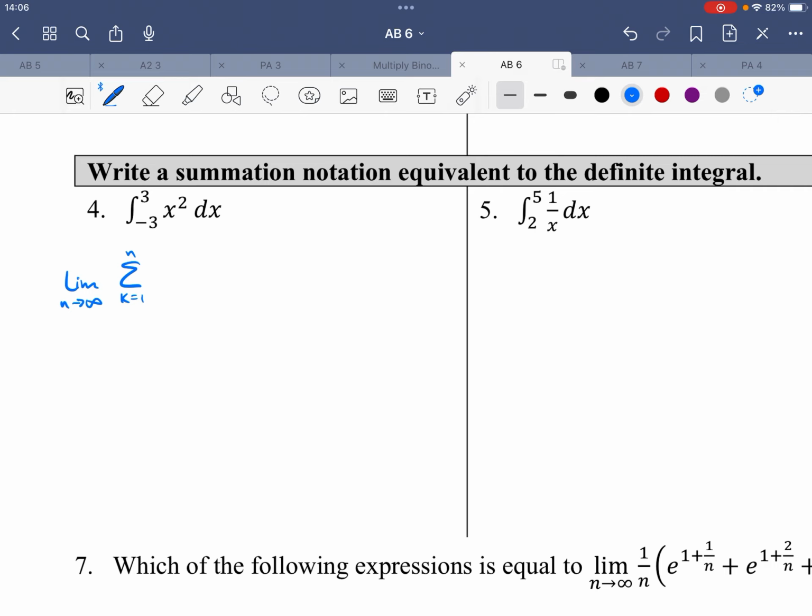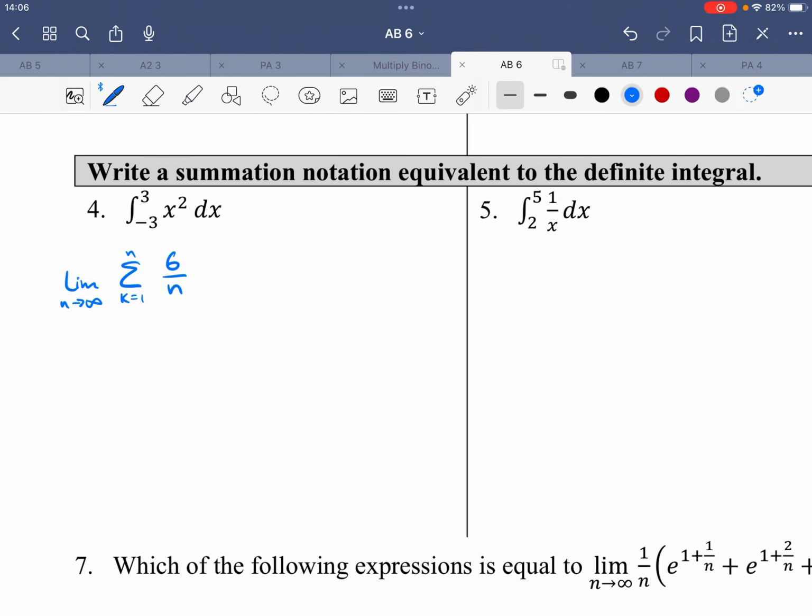And now the first thing that we need is b minus a, so the difference here. So that's going to be 6 over n, and in my mind, this is the width of each of those tiny rectangles. Each of these rectangles has a width of 6 over n, because this is 6 and we have n subintervals.